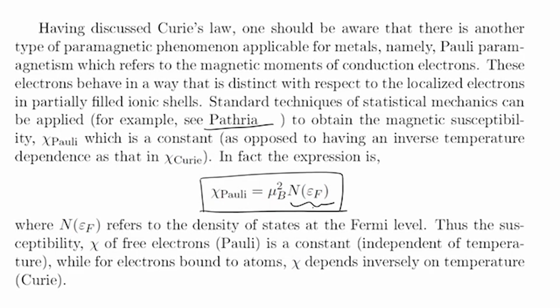These are for free electrons, that is, metallic susceptibility, where there are a lot of free electrons. But for electrons that are bound to atoms, you get a Curie susceptibility, which is 1 over T. Chi Pauli is independent of temperature and only depends on the density of states at the Fermi level. So, they are distinct susceptibilities, one is Pauli, one is Curie.